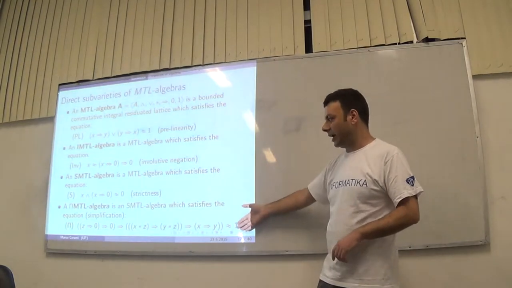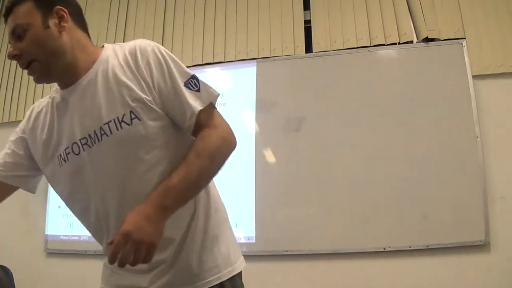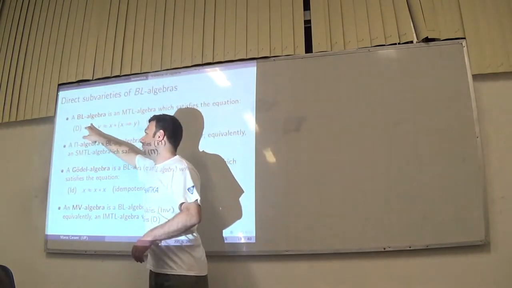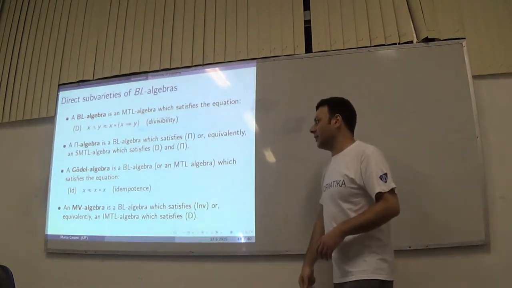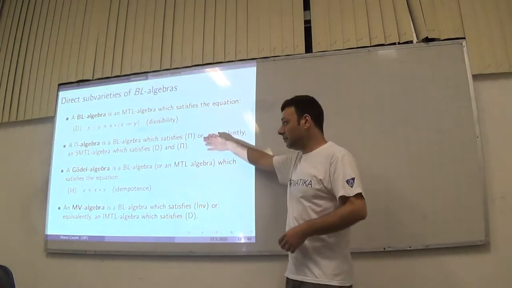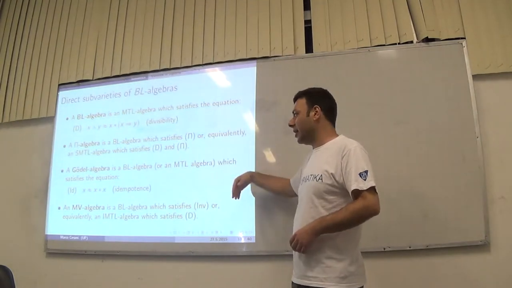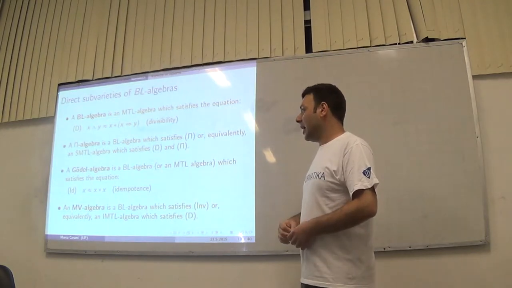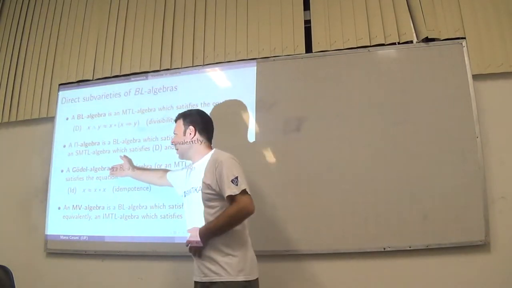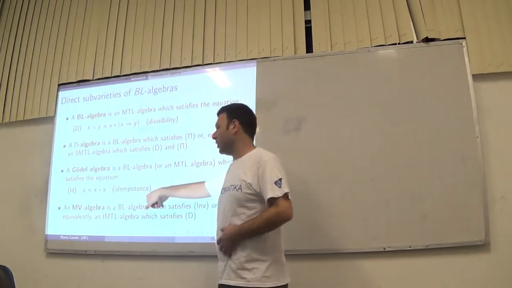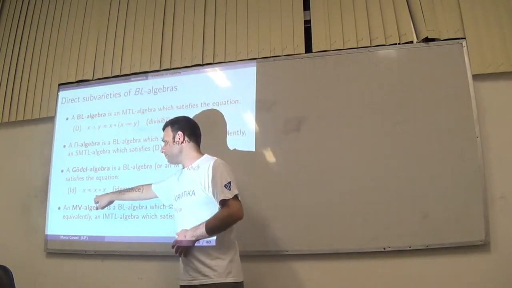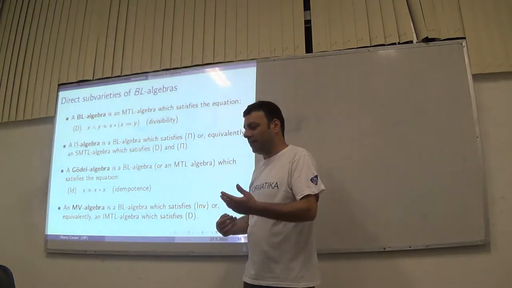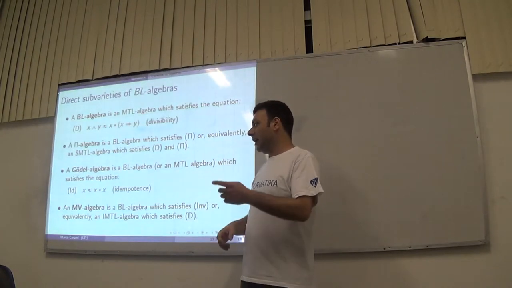PMTL algebra is a kind of simplification in algebraic version. BL algebra has divisibility, that is the definition of the infimum. And then the last ones: product algebra, Gödel algebra, and many-valued MV algebras. As we see, the characteristic of Gödel algebra is idempotence, a characteristic that no other fuzzy logic has.